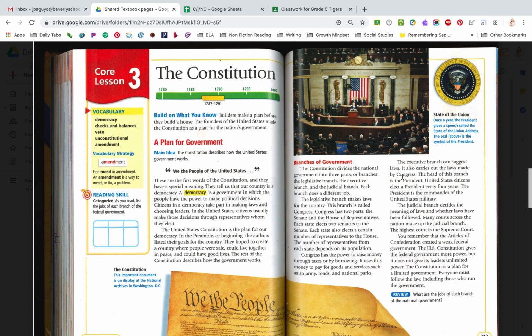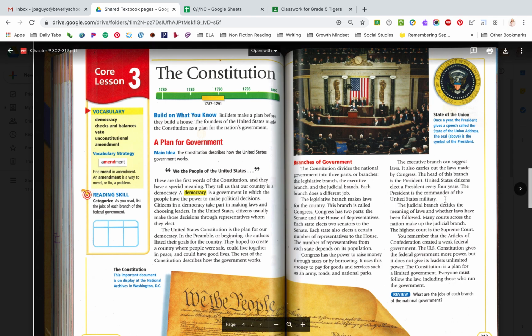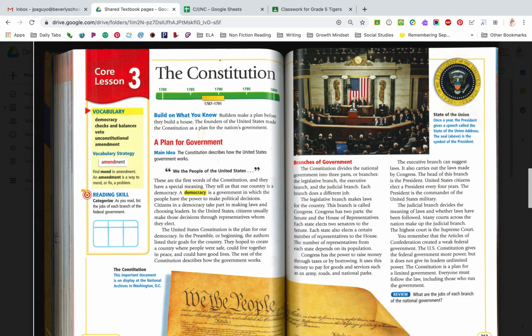The executive branch can suggest laws. It also carries out the laws made by Congress, and the head of this branch is the president. United States citizens elect a president every 4 years, and the president is also the commander of the United States military. Once a year, usually in January or February, the president will hold what is called a State of the Union address. This is where they speak to the American people about the state of the United States, like how things are going.